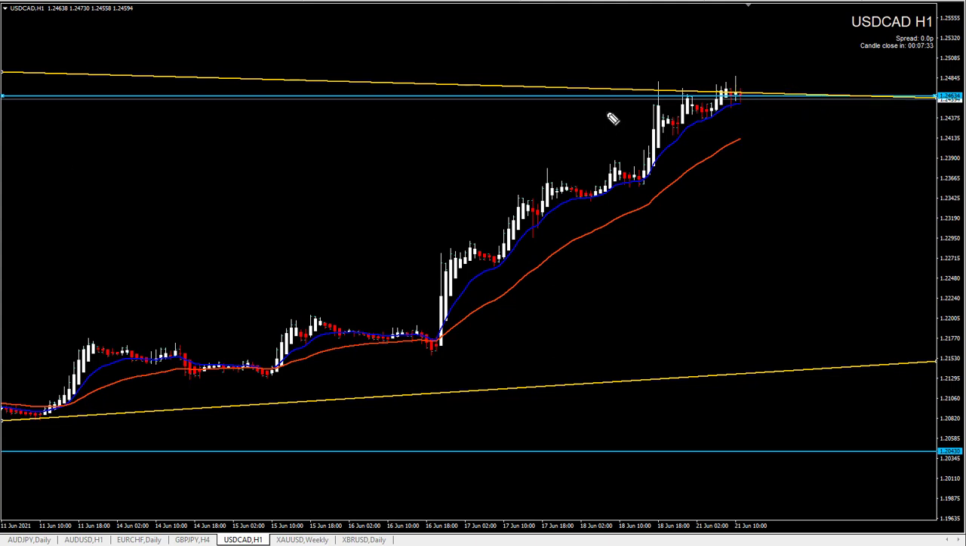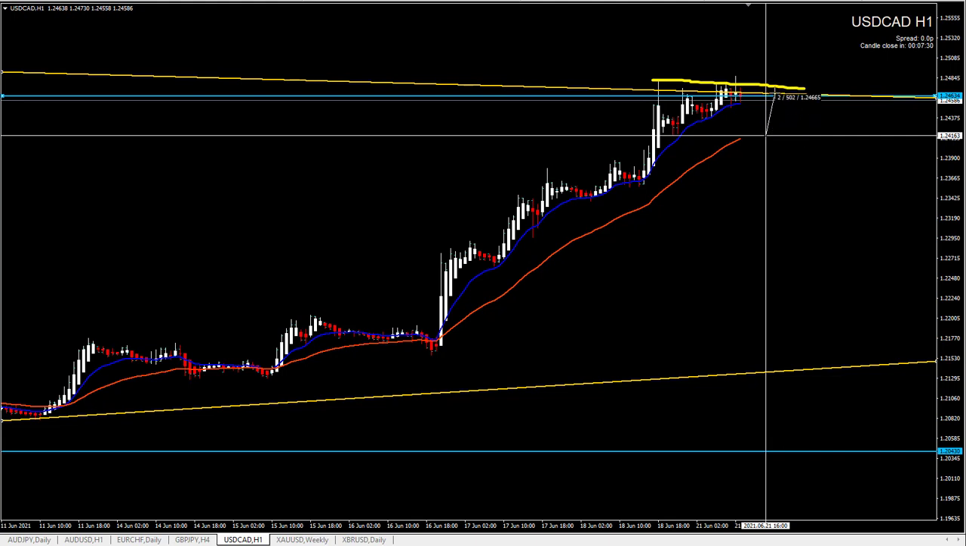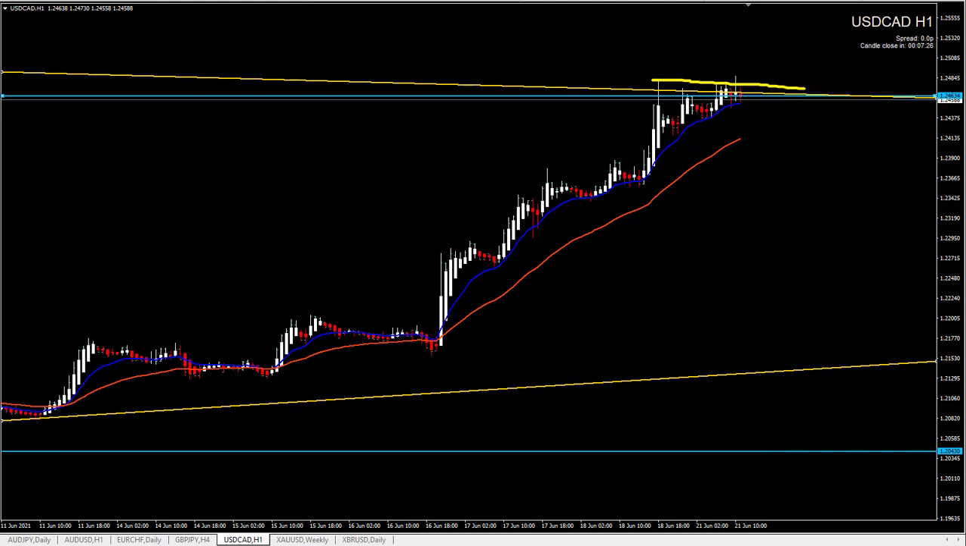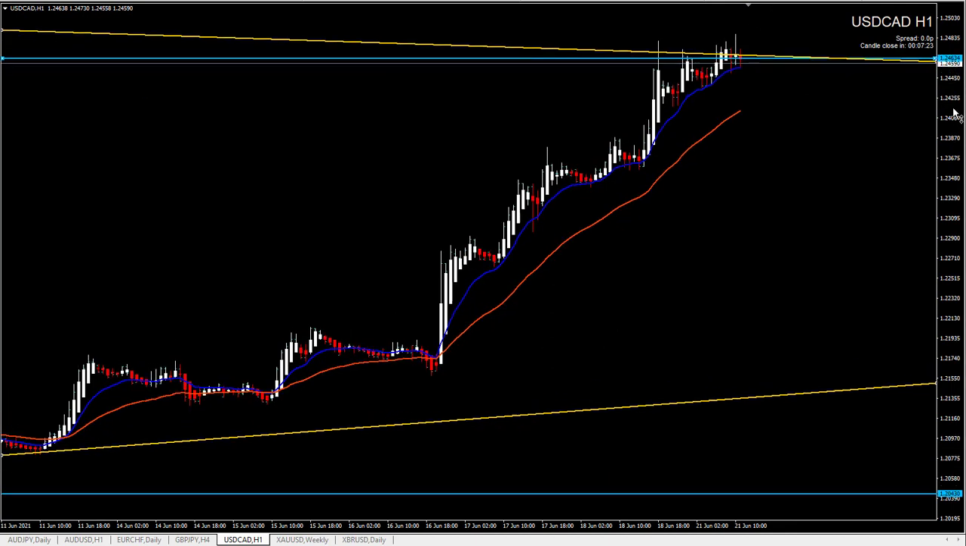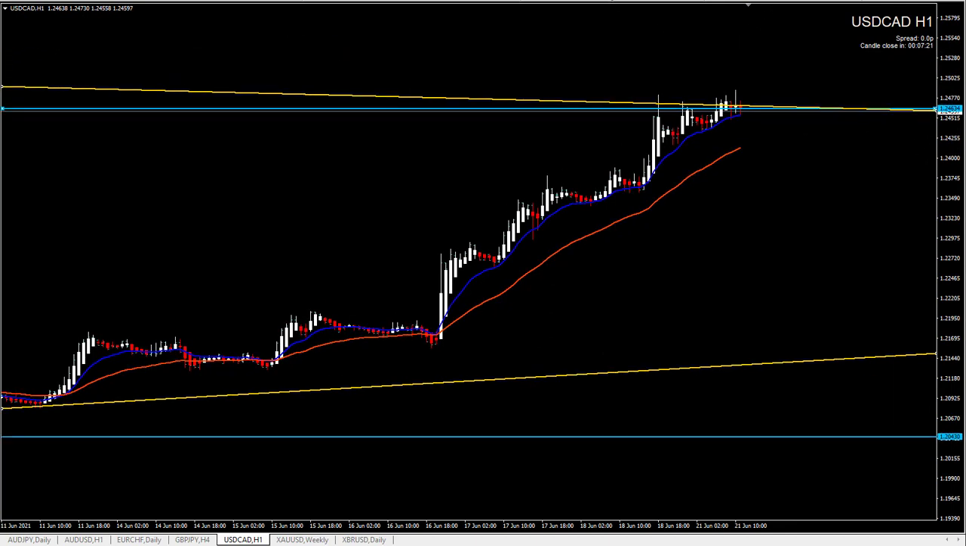Yes, on the previous tops. So we can have a not nice risk reward. Who knows? Maybe 50-40 pips. We don't know. So this is our situation here.